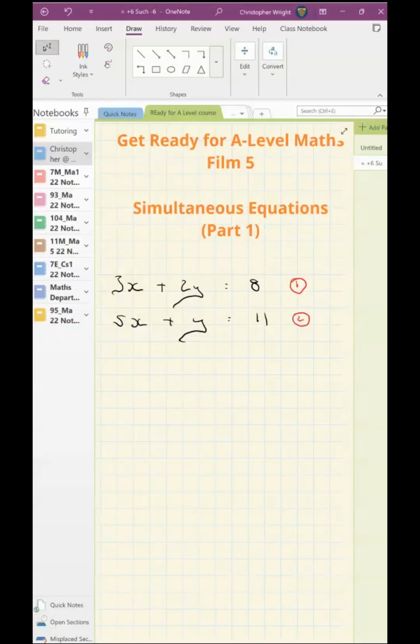Okay, we're getting ready for A-Level Maths Film 5. Now, you need to be able to solve simultaneous equations by elimination. That's what this film is about. And by substitution. That's the next film. And also solve quadratic simultaneous equations. That's the next film. But here we're solving by elimination.